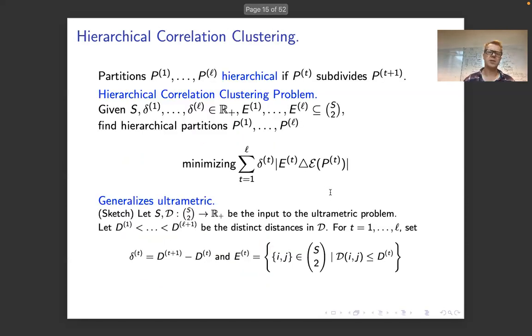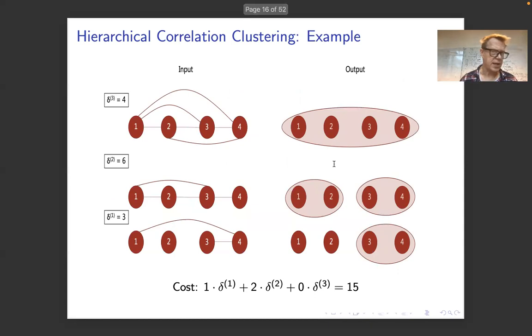Now, for the hierarchical correlation clustering, first we say a sequence of partitions P1 through PL are hierarchical if the lower ones subdivide the higher ones. In the hierarchical correlation clustering problem, we are given again some species, and then for some different levels 1 through L, we have a weight for each of them, and then we have a different edge set for each level. And now we want to find hierarchical partitions that minimize a weighted sum over all the different levels of the symmetric difference between the edge sets and the edges of the partition on each level. And it's not hard to see that this generalizes ultrametrics. But let's again just look at an example.